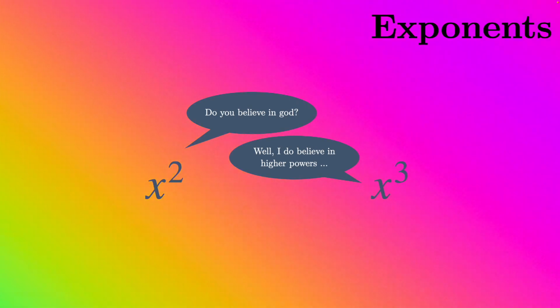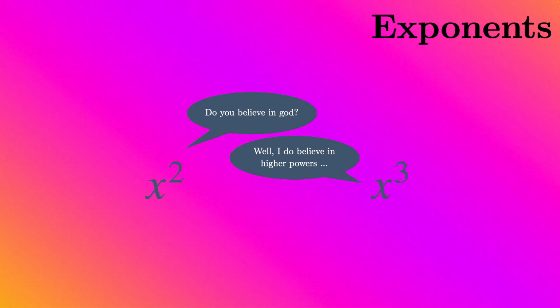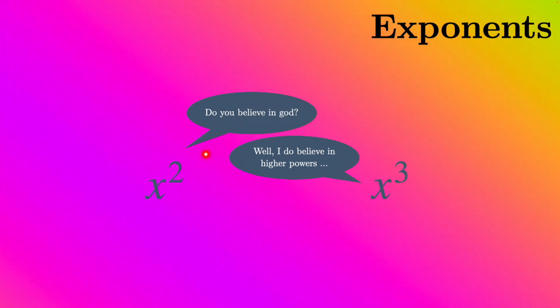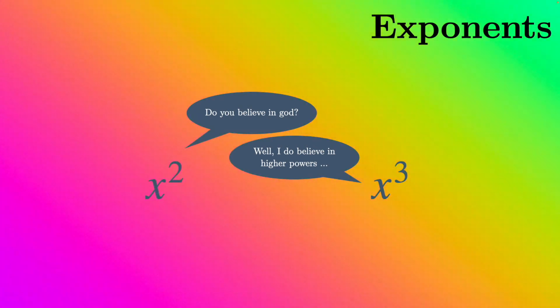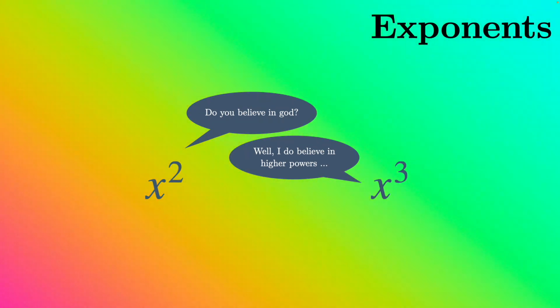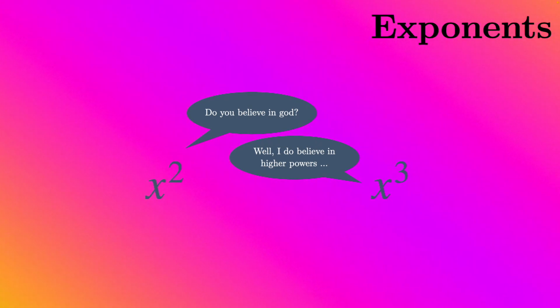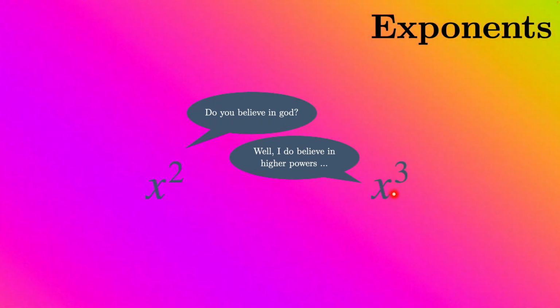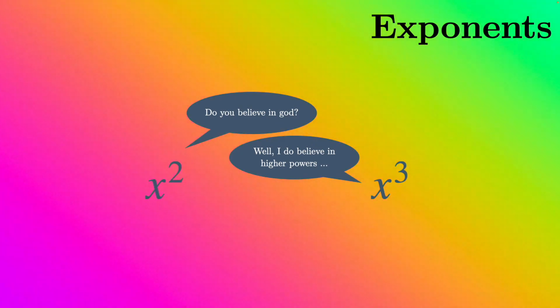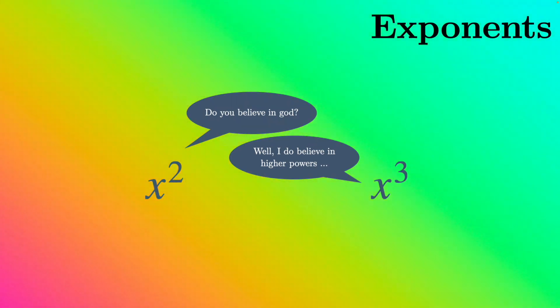Now, what we can see here is a little joke with x squared asking the other, x cubed, do you believe in God? And the other one says, well, I do believe in higher powers, which is just a little play on words, because higher powers in exponents means that their power, as you can see here, is higher. Anyhow, I'll get into what all this means.